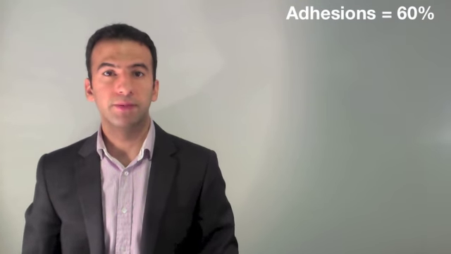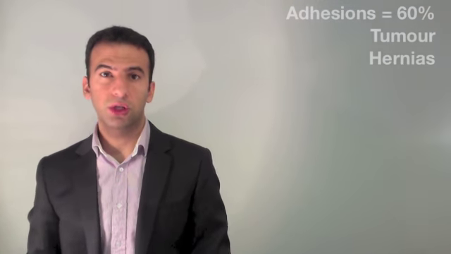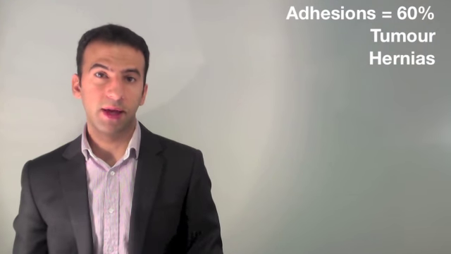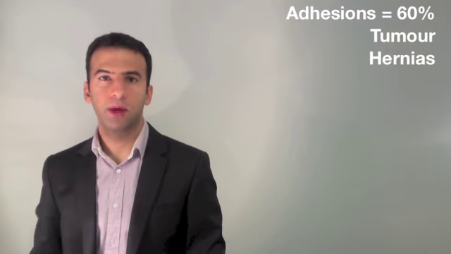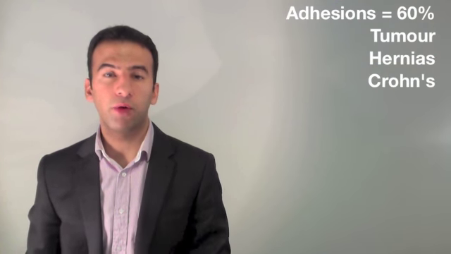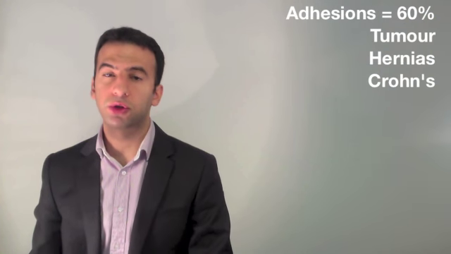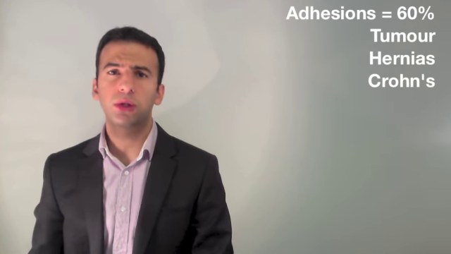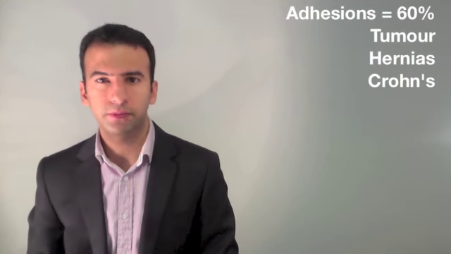Next most common is malignancy, so that's tumours. Next up is hernias, so certain hernias are more likely to cause the problem than others, so femoral hernias are very high risk. And Crohn's disease, now these can cause strictures in the small bowel, often in the terminal ileum, and if they completely occlude the lumen, then of course you've got small bowel obstruction. But they can also cause an intermittent or subacute small bowel obstruction as well.